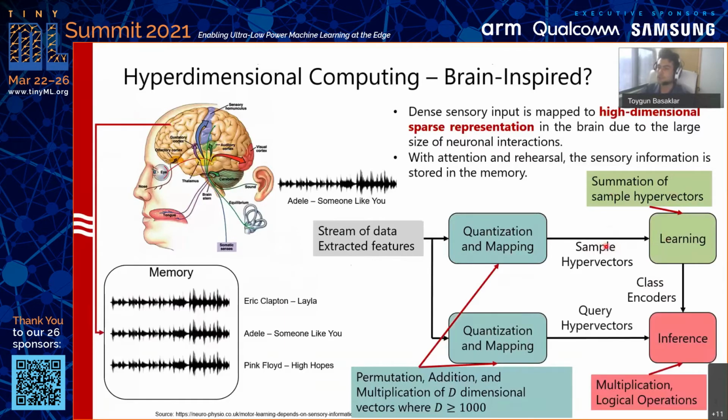During inference, we again generate query hypervectors, and the algorithm checks the similarity between the class encoders and the query hypervectors. This operation only involves some multiplication or logical operations.